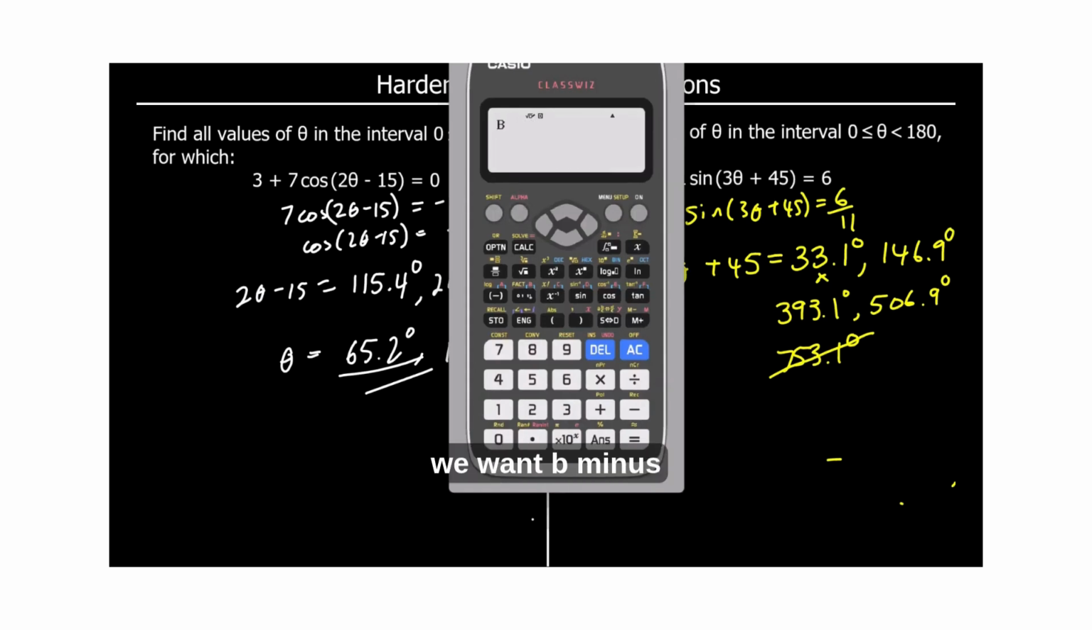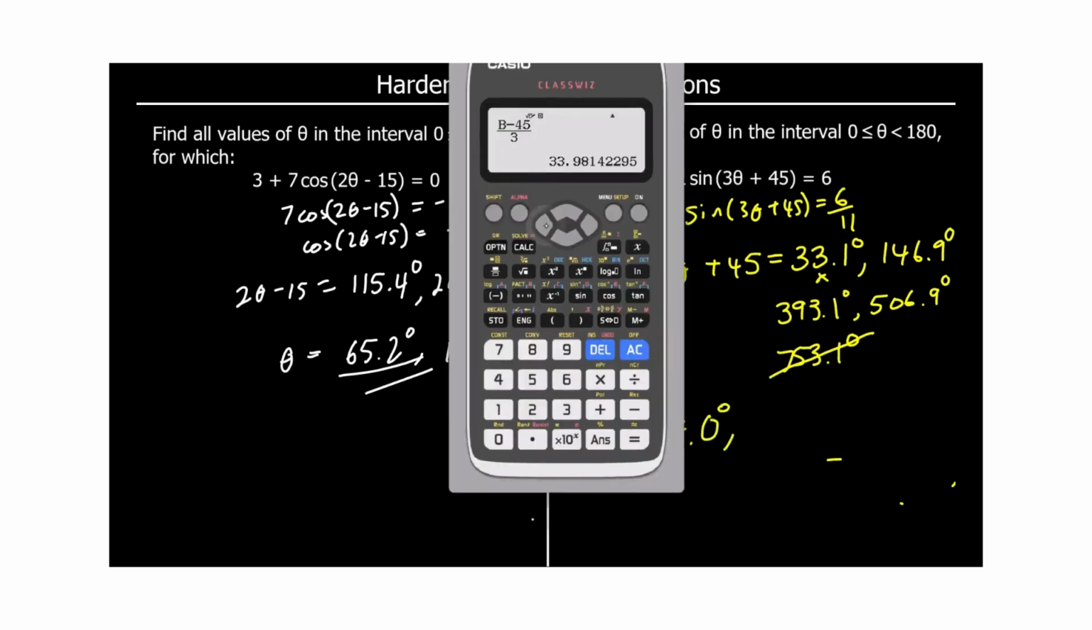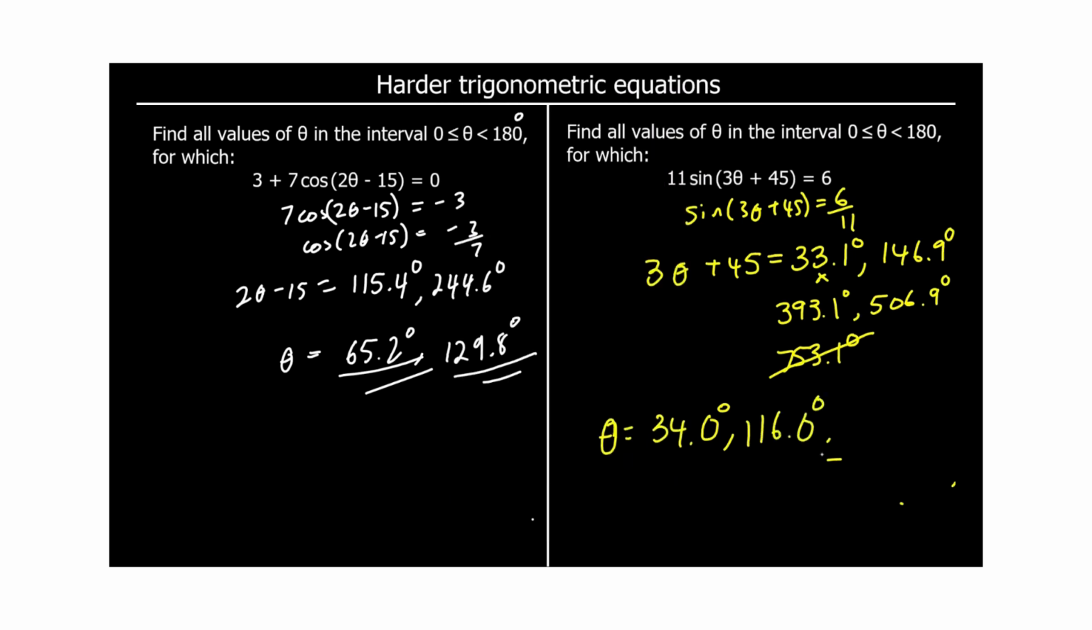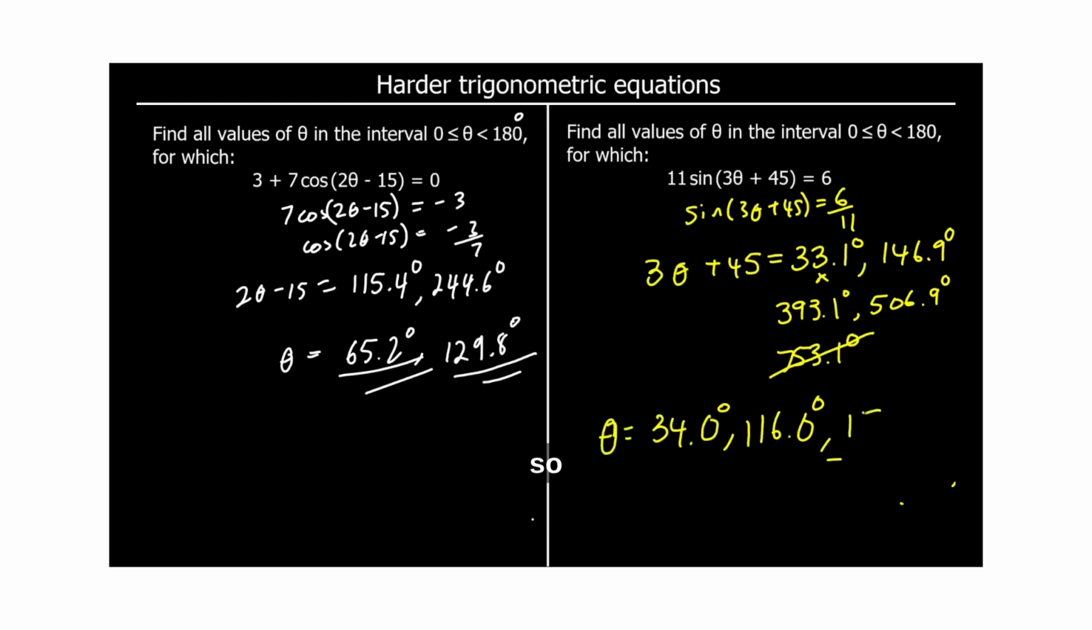So we want B minus 45 divided by 3, 34.0. We want C, 116.0, and D, 154.0. So they are our three answers.